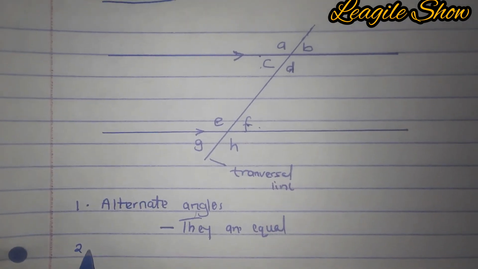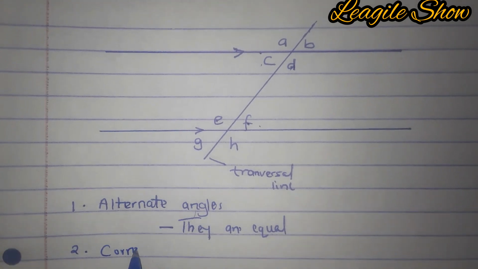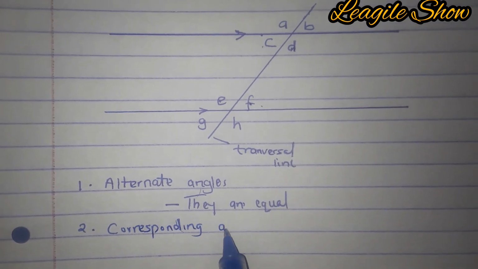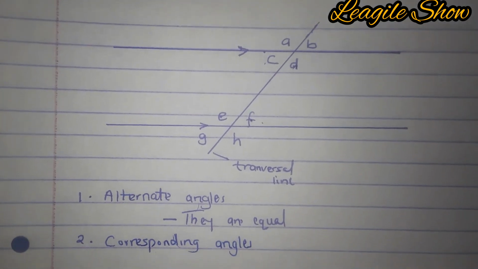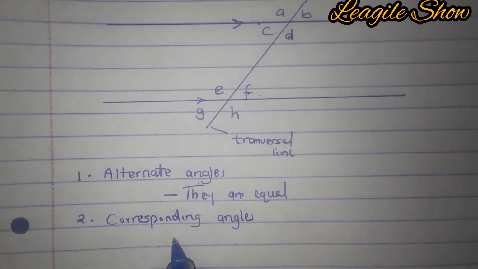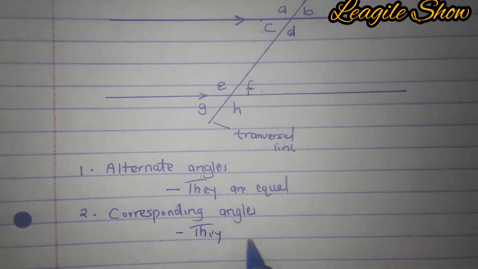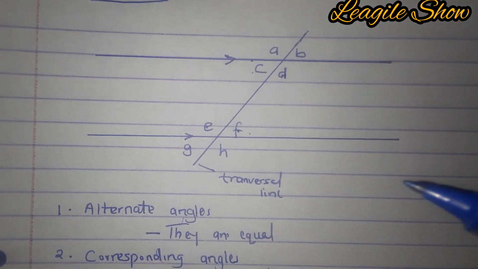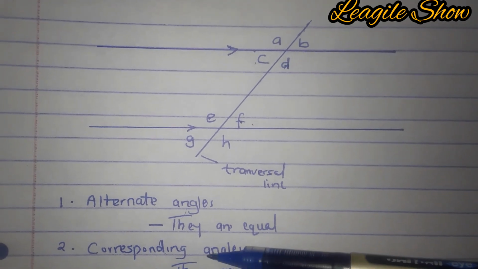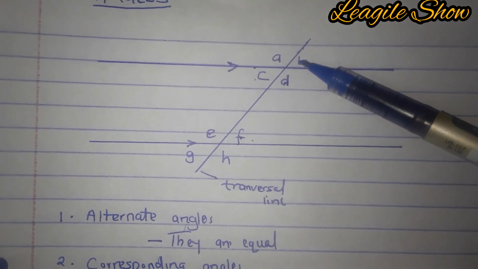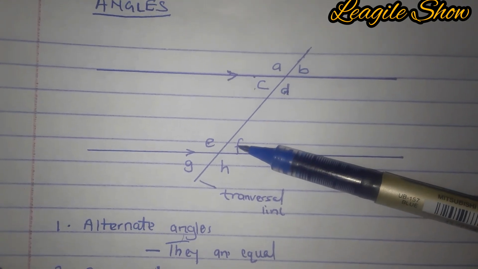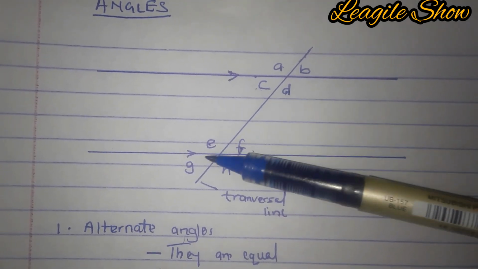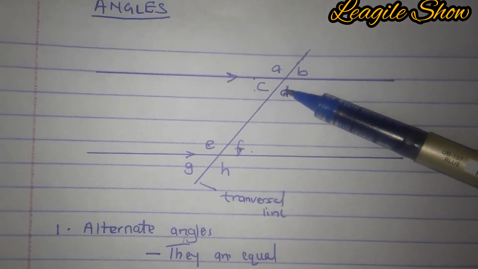Another type of angle is what is called corresponding angles. Corresponding angles also, we say they are equal. Corresponding angles are also equal. A good example of corresponding angles here is B and F. Another one is A and E, or C and G, or D and H.